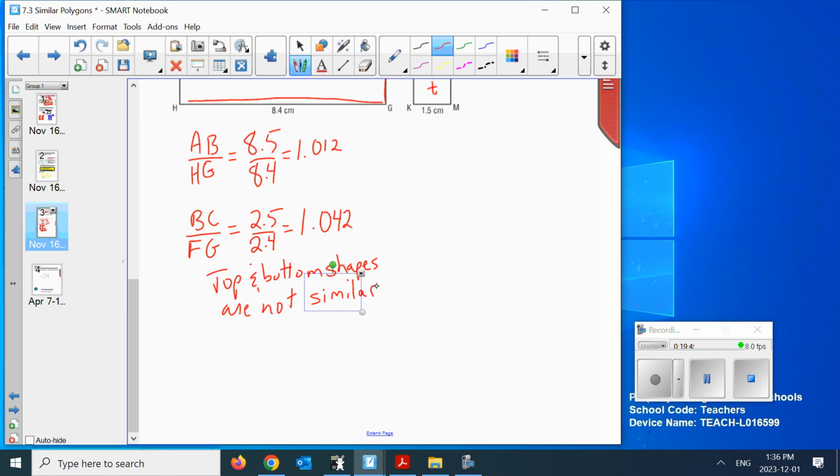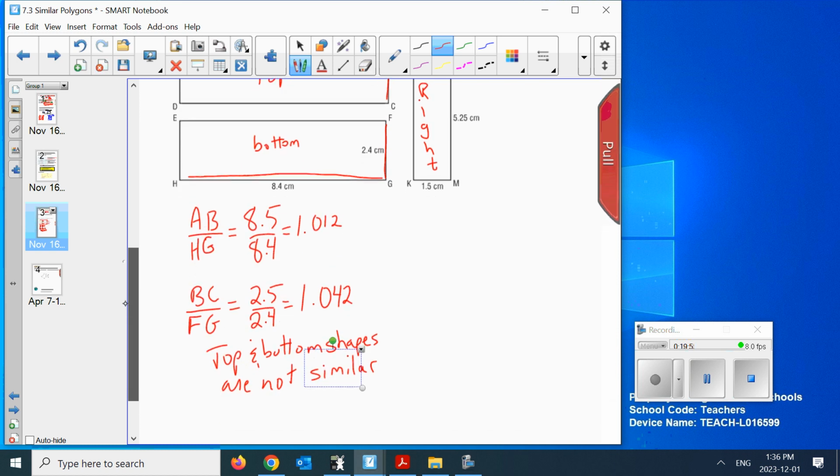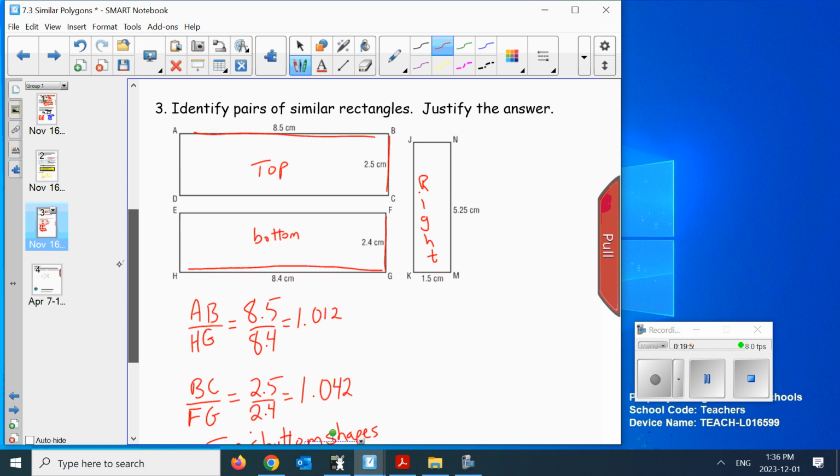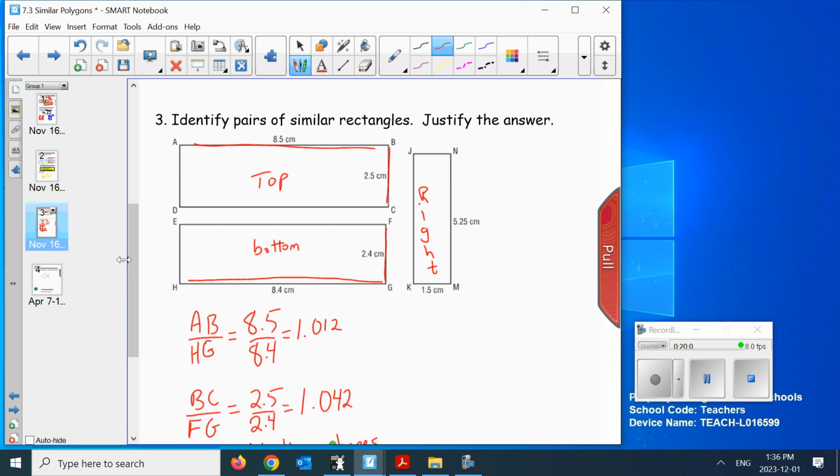Okay. So far, I've only proved that the top and the bottom aren't proportional. You're going to have to do some comparisons to the right and the top, or the right and the bottom. Same way, though. You take comparisons by doing the ratios of their sides. And if it comes out to be the same every time, then they're proportional. Now, any questions on this type of question? I've gotten you started. Lastly, you're going to finish this, right?